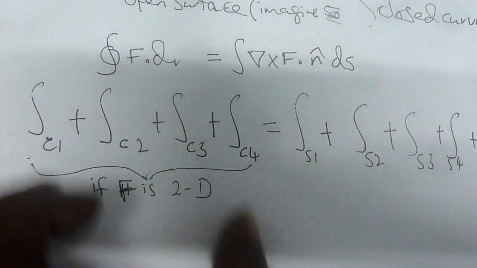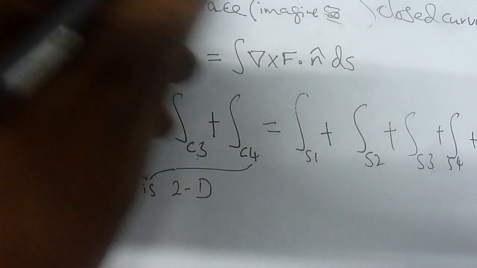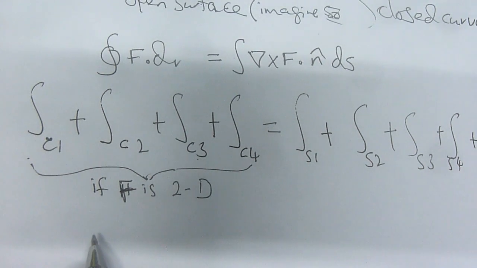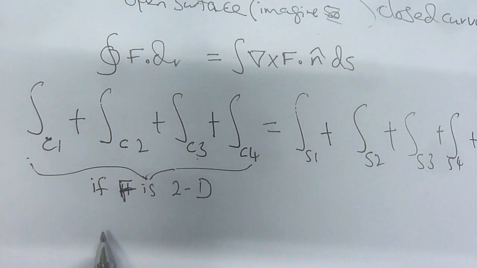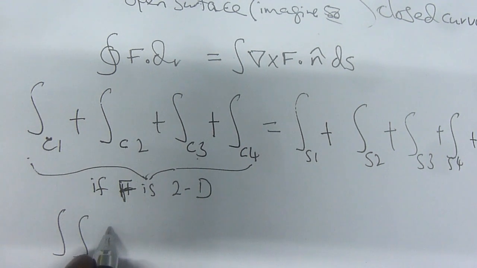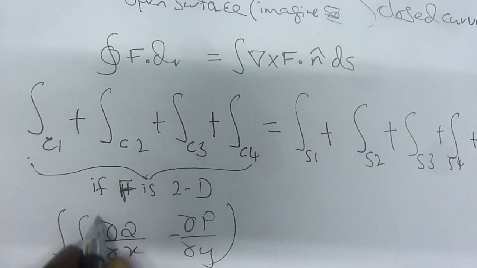We can convert the whole thing into what? The area, right? We can use what we call Green's theorem. This means we can convert the whole form and solve this with Green's theorem: del Q/del x minus del P/del y, dA.